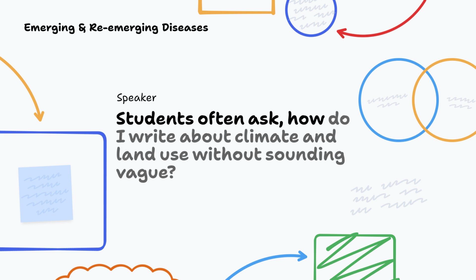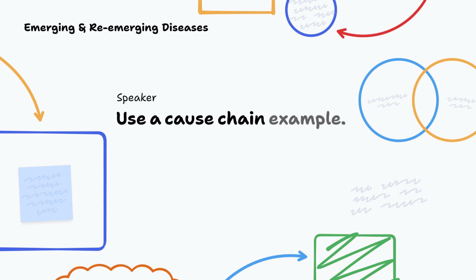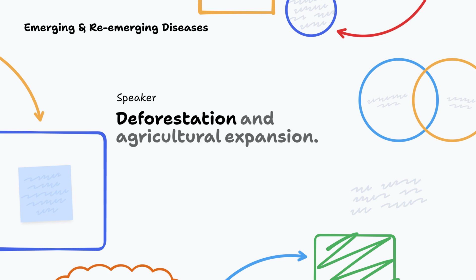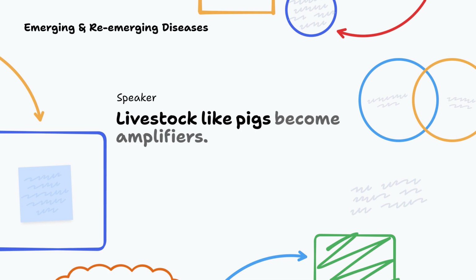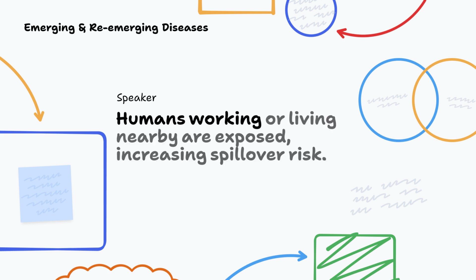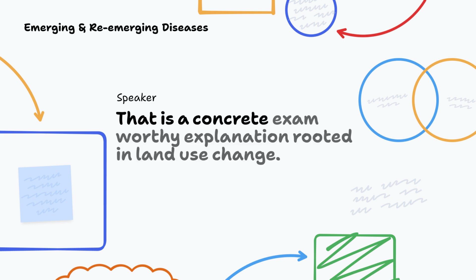Students often ask, how do I write about climate and land use without sounding vague? Use a cause chain. Example: deforestation and agricultural expansion change wildlife movement, bats feed at farm orchards, livestock like pigs become amplifiers, humans working or living nearby are exposed, increasing spillover risk. That is a concrete, exam-worthy explanation rooted in land use change.